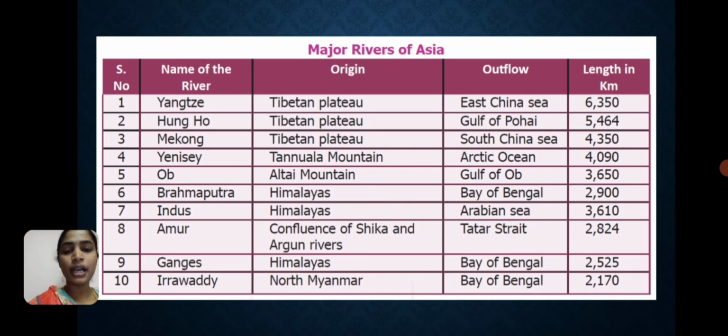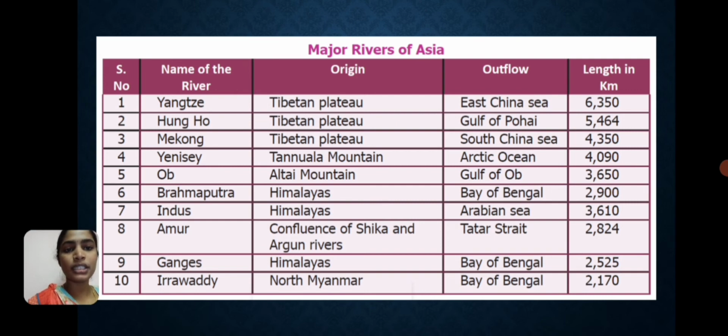Okay, student. And the fourth one is the Yangtze River. It originates in the Tanggula Mountains and outflows into the Arctic Ocean. Okay, and the length is 4,090. And the fifth is the Ob River.